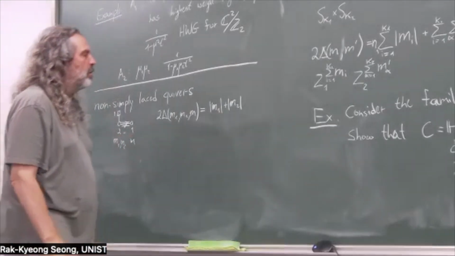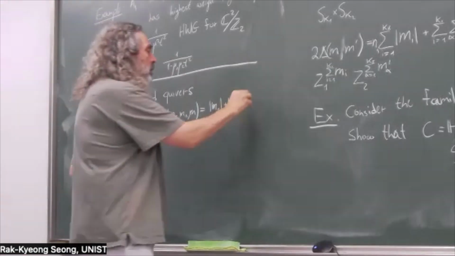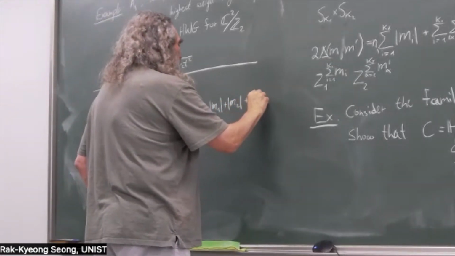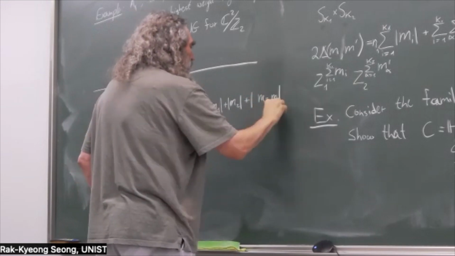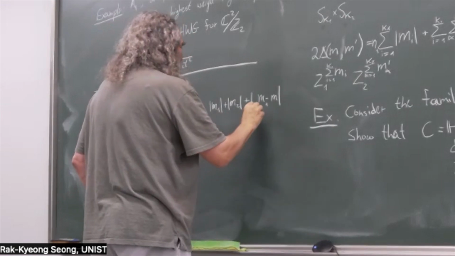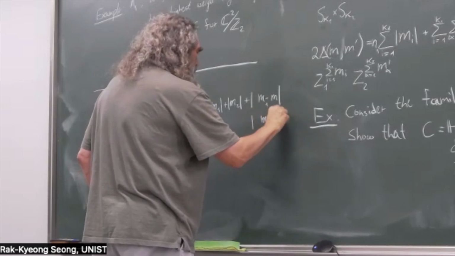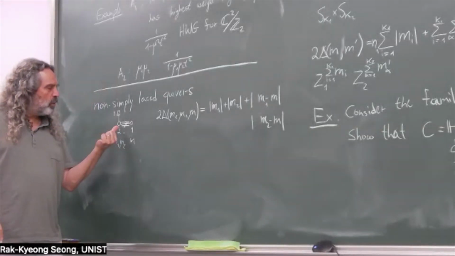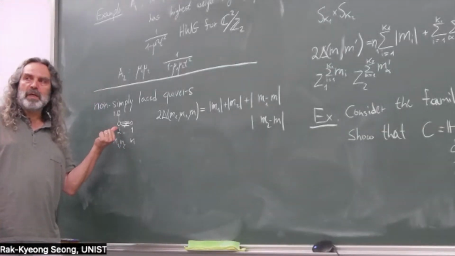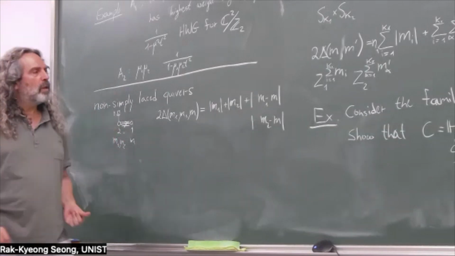And now, normally if this was an ordinary edge, I would write M1 minus M and M2 minus M. But because this edge is triply laced, so this root is 3 times bigger than this root, I need to add this factor 3. So I put the factor 3 here.